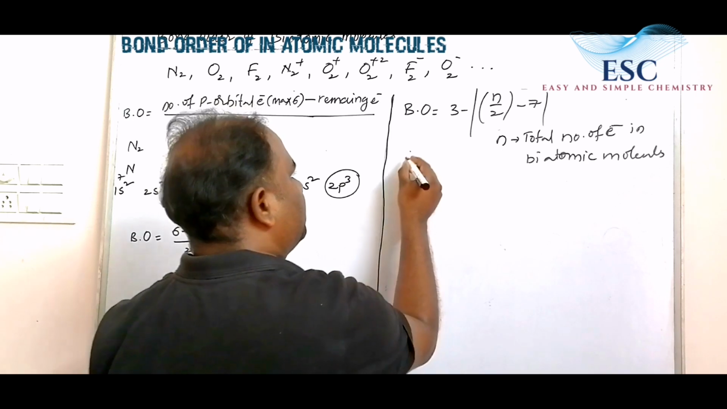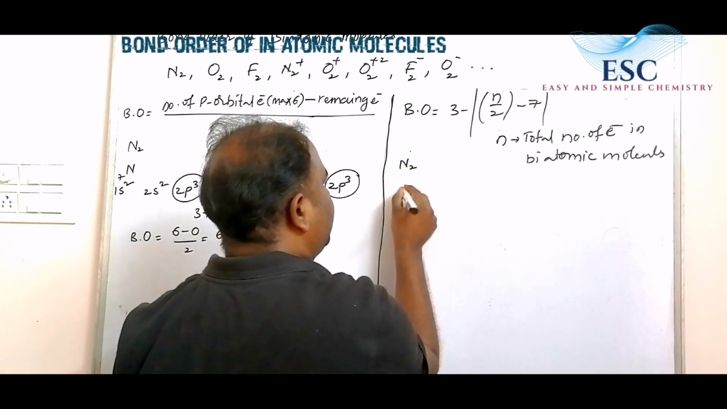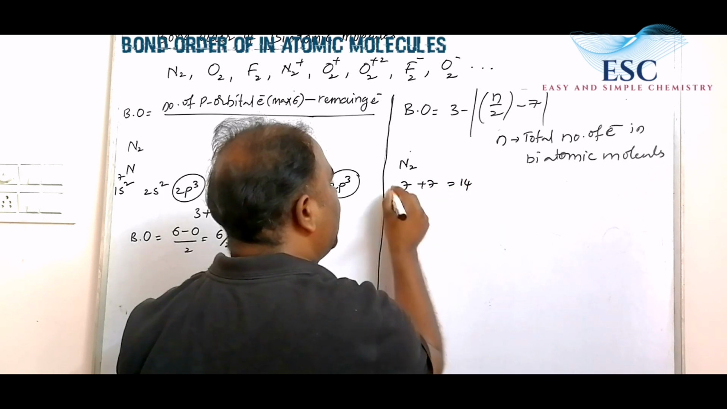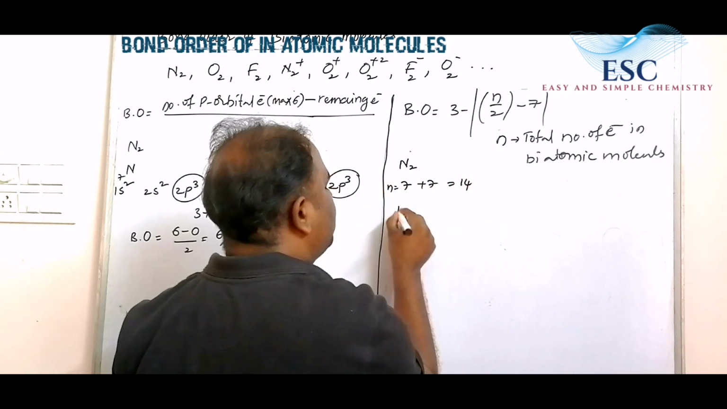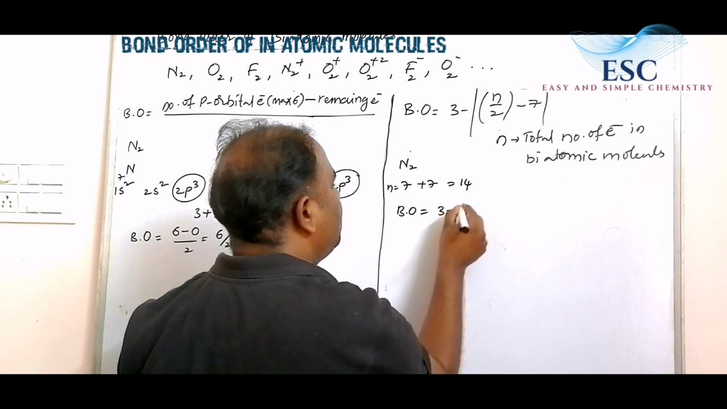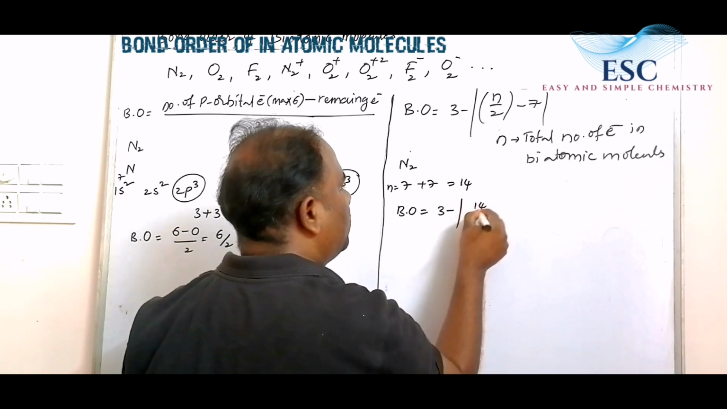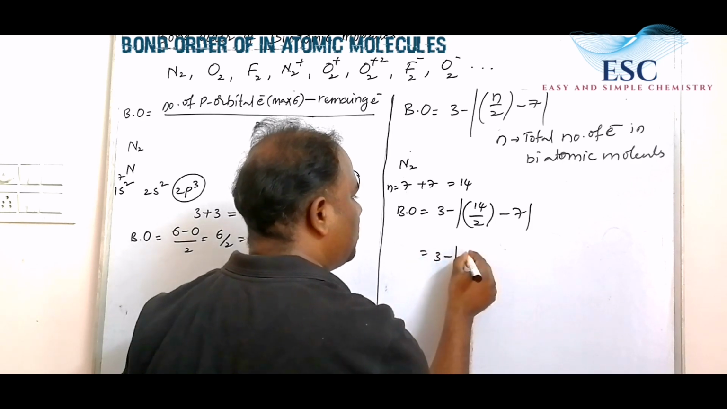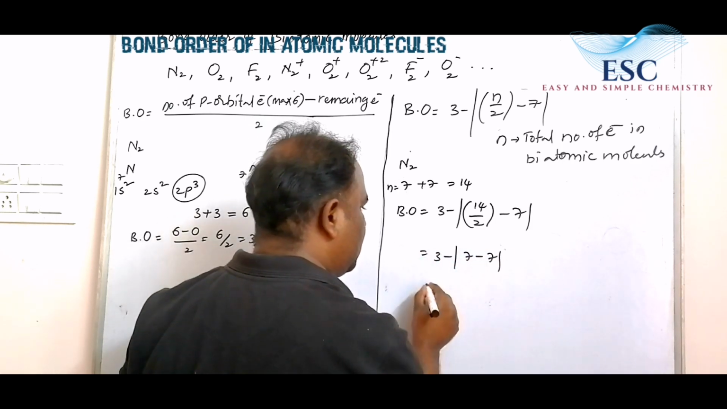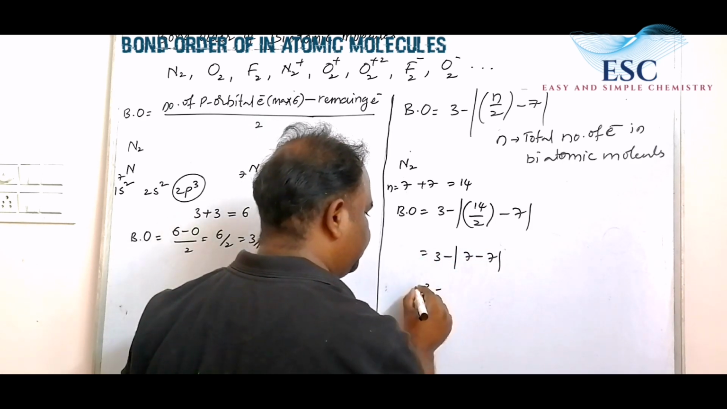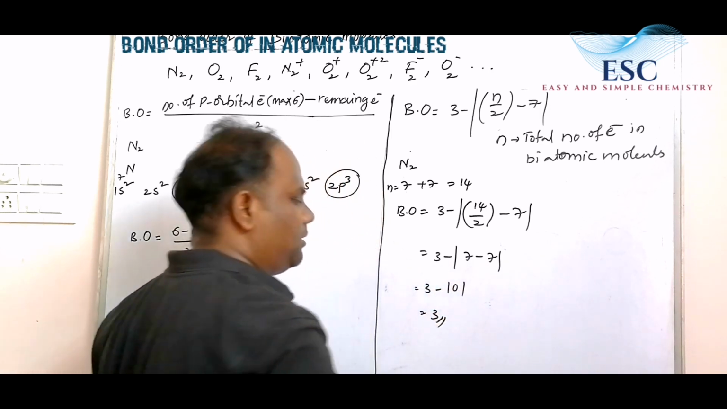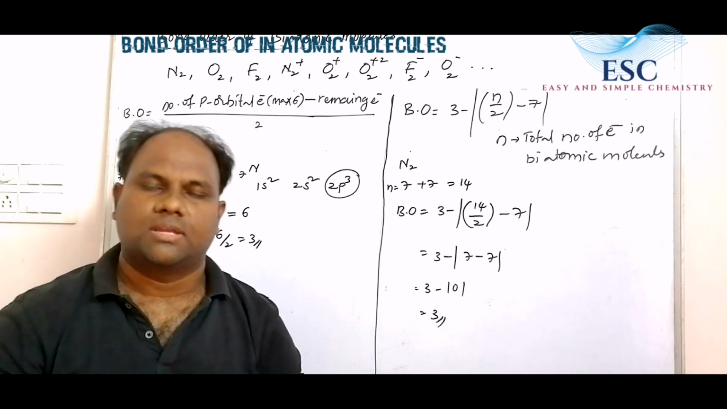Now the other method. Nitrogen 7 plus 7, 14, N is equal to 14. That's why bond order is equal to 3 minus mod of 14 by 2 minus 7, 3 minus mod of 7 minus 7, 3 minus mod of 0, which is 3. So this is an easy way to explain the nitrogen.